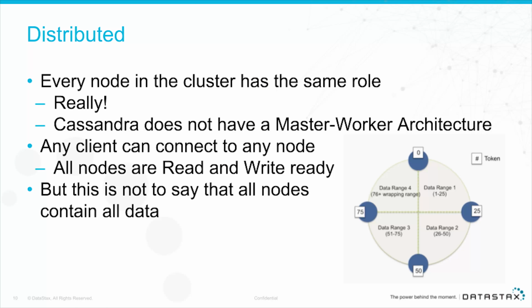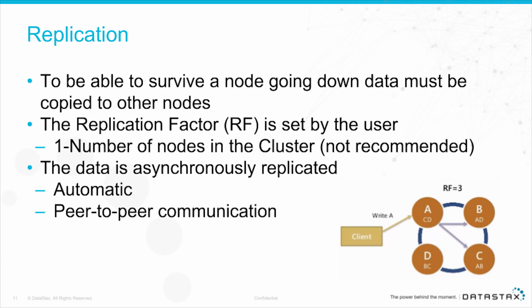All right, so distributed. Every node in the cluster has exactly the same role. And I put here, really. Because sometimes you hear about these things and you're not sure if they're actually true. But this is actually true. Cassandra does not have a master worker architecture. So every client can connect to any node because every node is exactly the same. All nodes are available for reads and writes, and they're all ready. But this is not to say that all nodes have all of the same data. That's not very scalable.